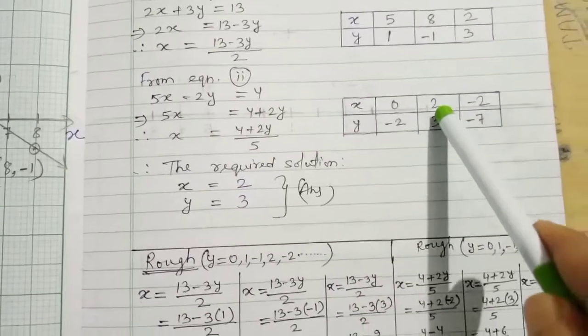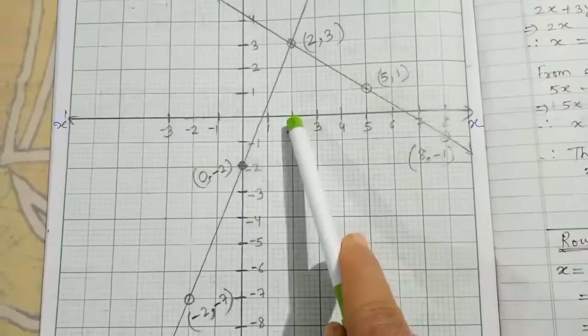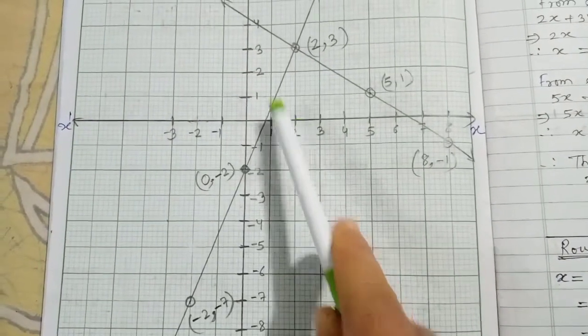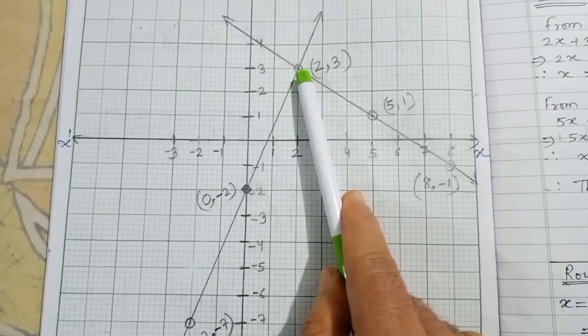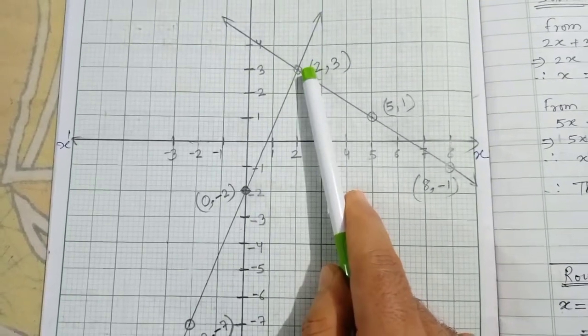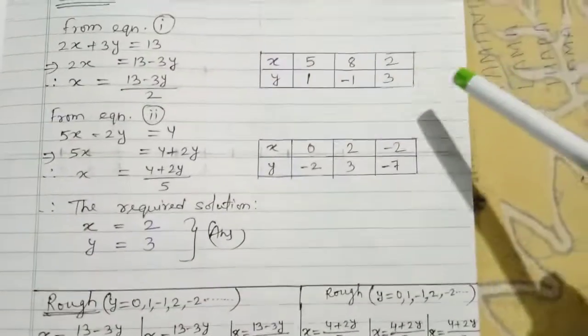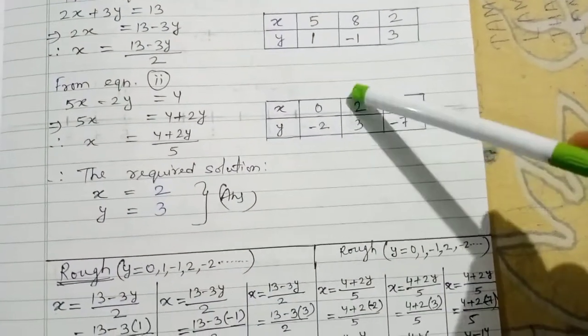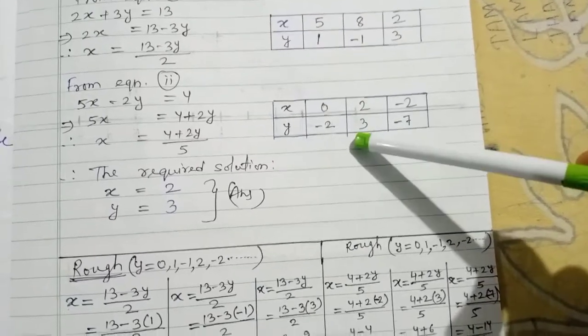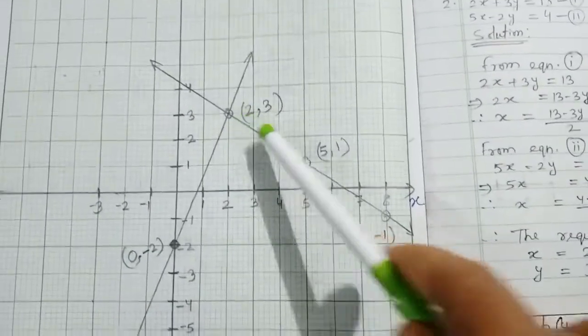Next is 2, 3. Now 2 of x is here, 3 of y is here. That means this point is repeating two times. For the first line it was the same, for the second line also it is the same. You can see here also 2, 3, 2, 3. So it is repeating, and it is done with the same previous plotting.